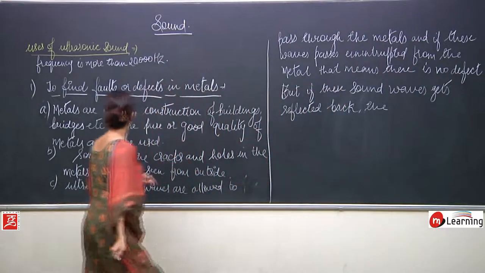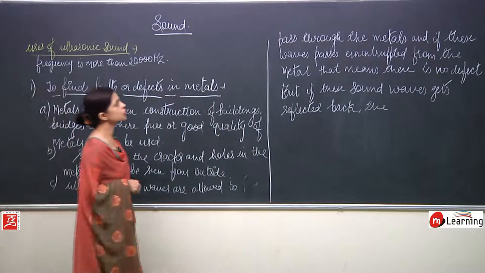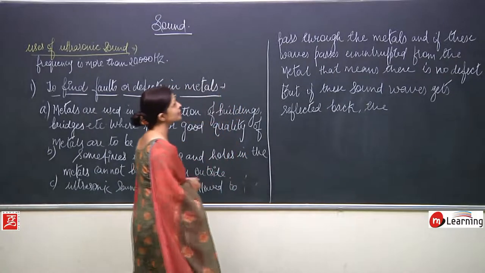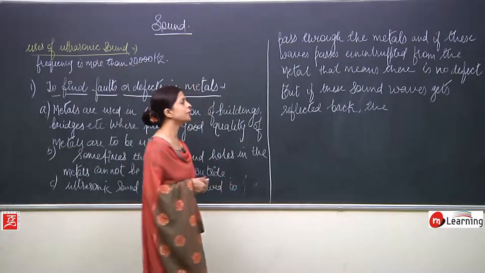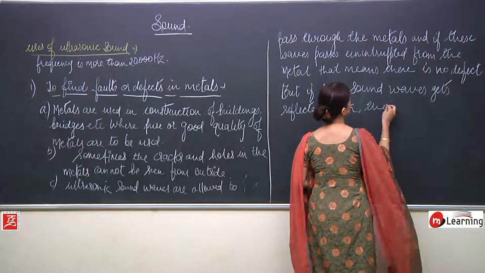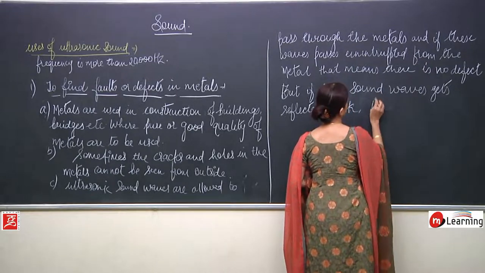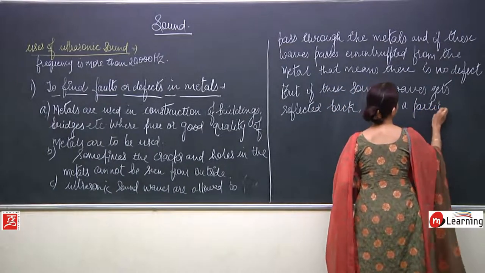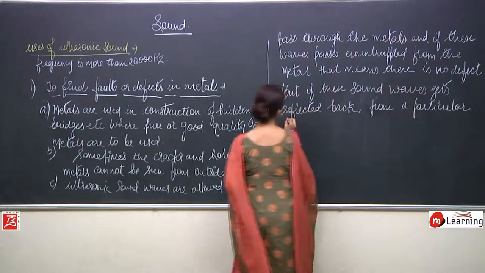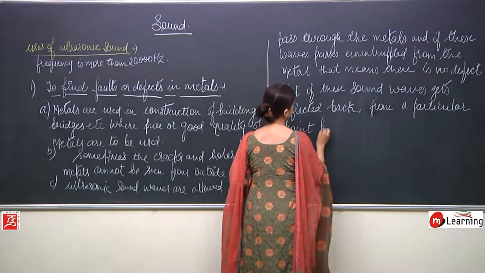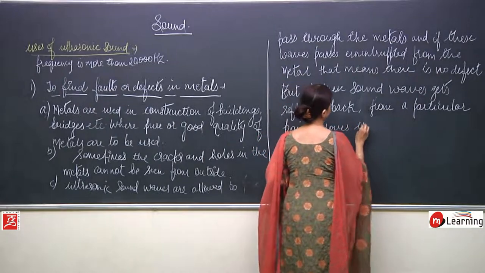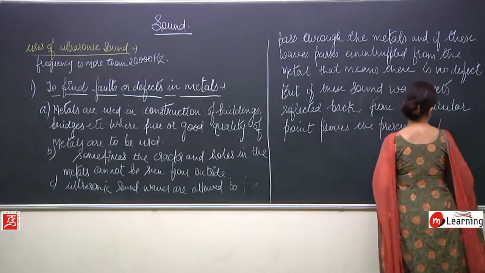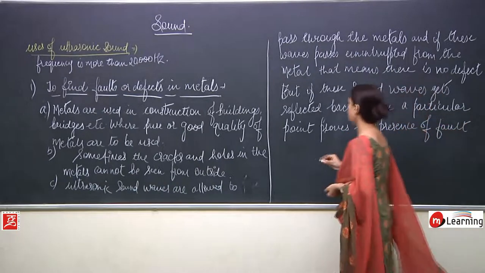Okay, we'll just read it now. Ultrasonic sound waves are allowed to pass through the metals, and if these waves pass uninterrupted through the metal, that means there is no defect. But if these sound waves get reflected back from a particular point, it proves the presence of a fault or defect.